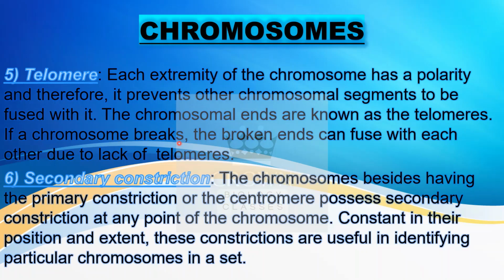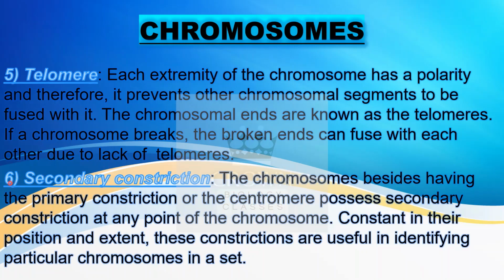If a chromosome breaks, the broken ends can fuse with each other due to the lack of telomeres. Only due to the lack of telomeres can the broken ends fuse. Otherwise, the chromosomal ends cannot fuse.